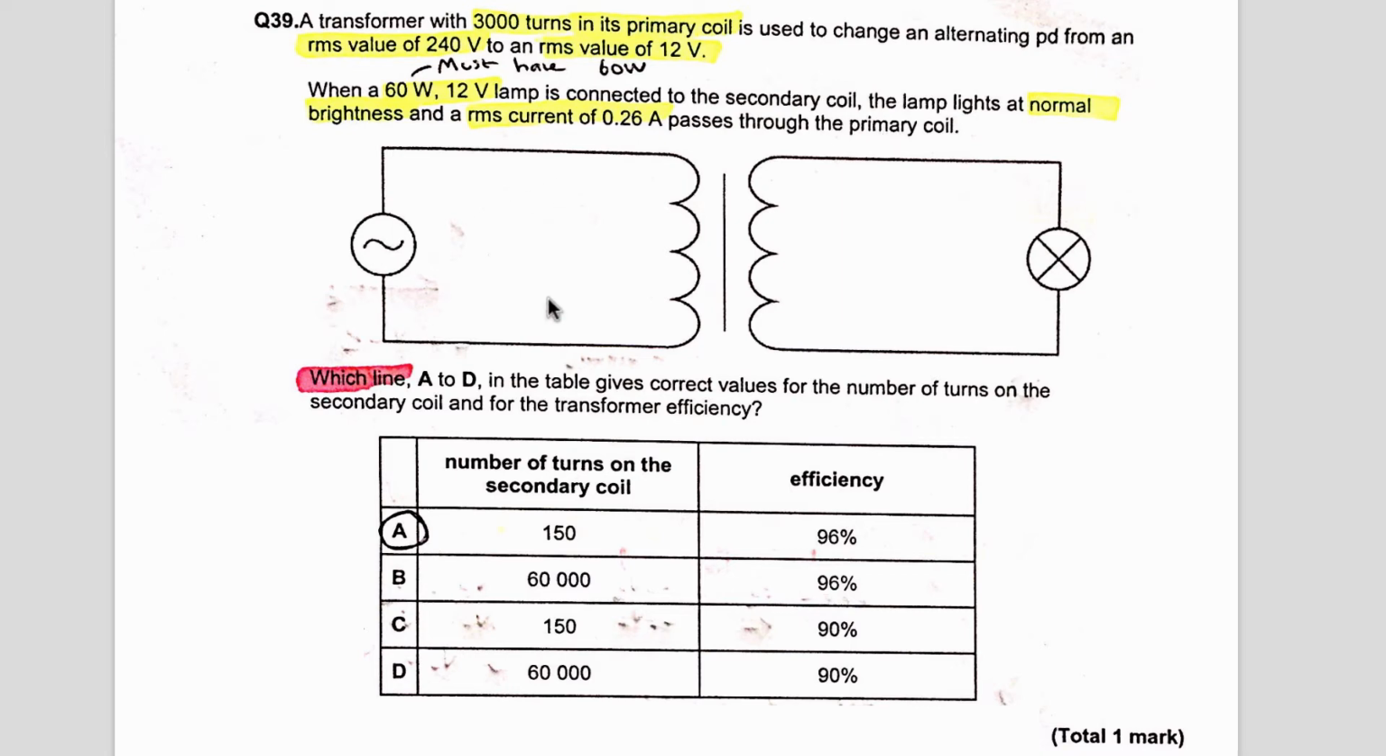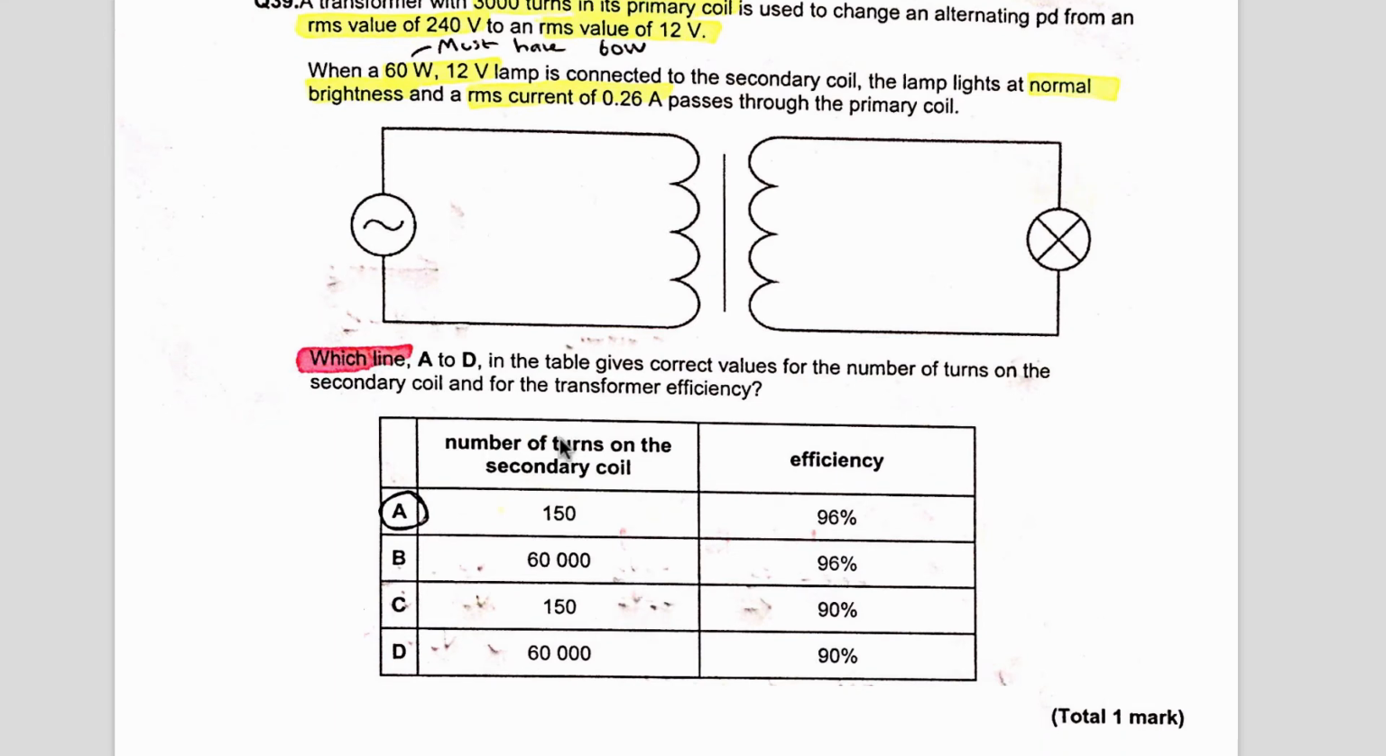So we know what the current on the primary side is, we also know what the potential difference on the secondary side is, and we also know that on this side you must have 60 watts of power, because if the lamp is lighting at its normal brightness, it must have 12 volts and 60 watts to work. We're then asked which of these lines, A, B, C or D, gives the correct values for the number of turns on the secondary coil and also for the transformer efficiency. So we're going to take it as two steps.